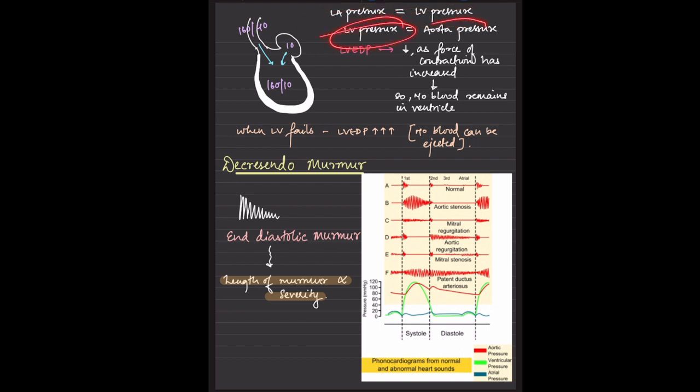Then LV pressure is equal to that of the aortic pressure. So as the force of contraction has increased, no blood remains in the ventricle. But when the LV fails, there will be an increase in the left ventricular end diastolic pressure. Coming to a decrescendo murmur, this is a very important murmur.